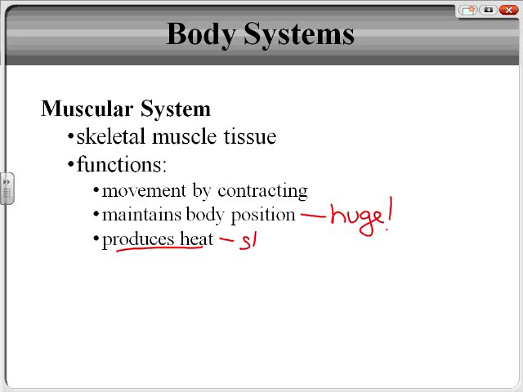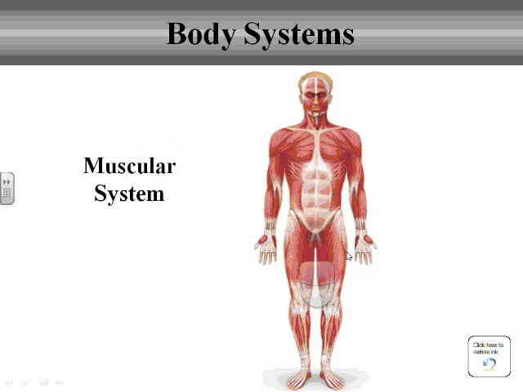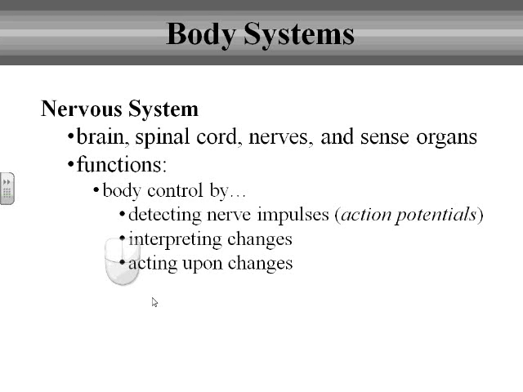Producing heat, we talked about shivering already. The idea is that muscle contraction can really generate some heat for the body. So here's a pretty basic picture of the muscular system. And we can see how it's spanning everywhere within the human body because it really is playing a role everywhere.